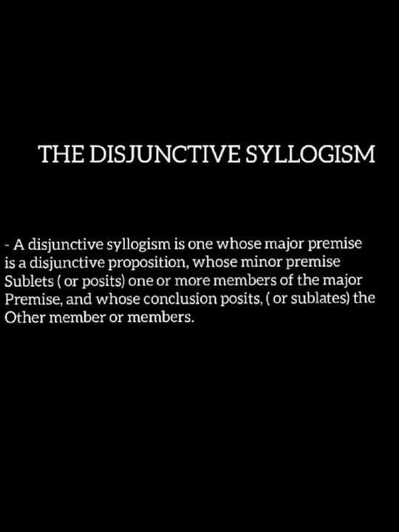So my topic is all about the disjunctive syllogism. A disjunctive syllogism is one whose major premise is a disjunctive proposition, whose minor premise sublates or posits one or more members of the major premise, and whose conclusion posits or sublates the other member or members.